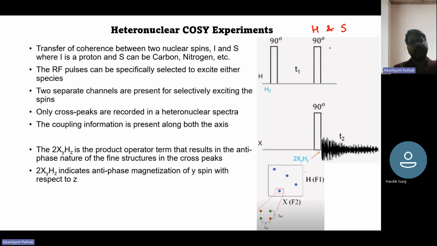So why do you have coupling? There is a coupling evolution here, and this coupling evolution happens with the proton. Because X is coupled to the proton, the structure will be very similar to what we get in a COSY cross peak, and so the fine structures will be obtained in both the F1 and F2 dimensions.